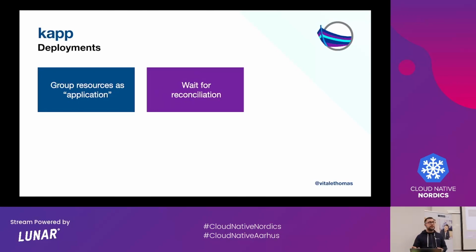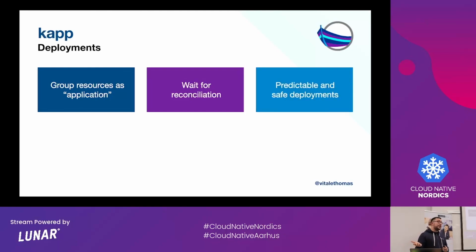I don't know if you ever had the situation where you needed to script some deployments from the CLI, and then you have all these bash scripts with if and for loops waiting for all the pods to be ready. Replacing kubectl there with kapp, I just go from 100 lines of a bash script to maybe 10 lines. So that's quite convenient. You can achieve predictable and safe deployments. You know what's going to happen.